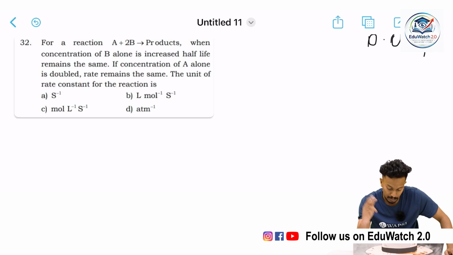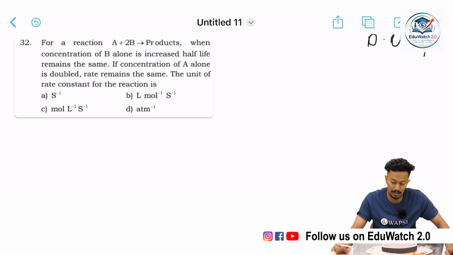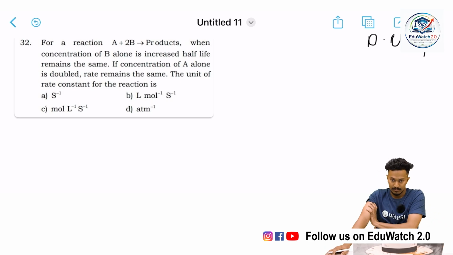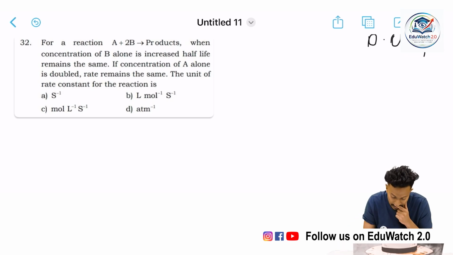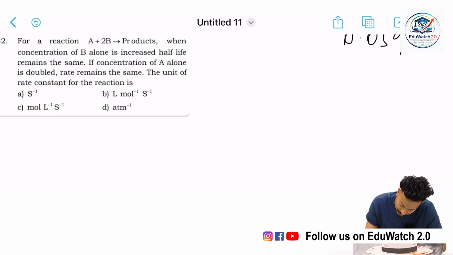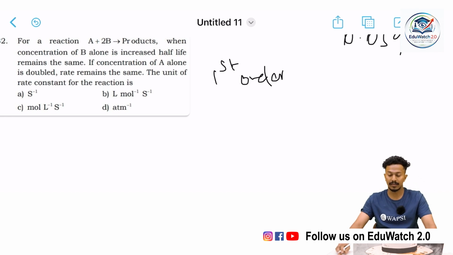When the concentration of B alone is increased, the half-life remains the same, so the half-life is independent of the concentration. The only reaction whose half-life is independent of concentration is a first order reaction. So this is a first order reaction, and we could write it as a first order reaction.